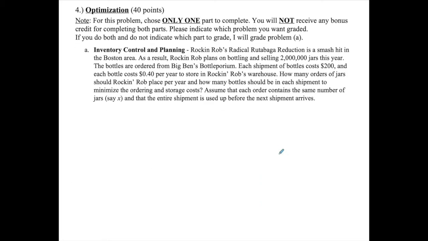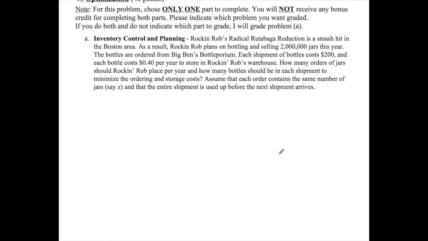Okay? So Rockin' Rob's radical rutabaga reduction is a smash hit in the Boston area. As a result, Rockin' Rob plans on bottling and selling 2 million jars this year. The bottles are ordered from Big Ben's Bottleporium. Each shipment of bottles costs $200, and each bottle costs 40 cents per year to store in Rockin' Rob's warehouse. How many orders of jars should Rockin' Rob place per year, and how many bottles should be in each shipment to minimize the ordering and storage costs?